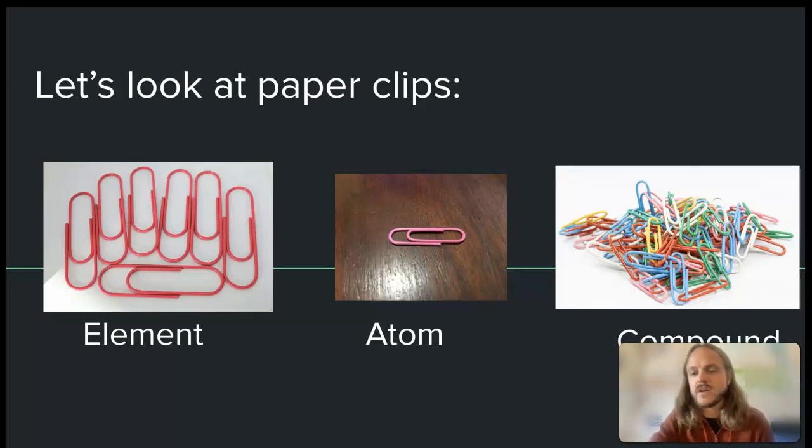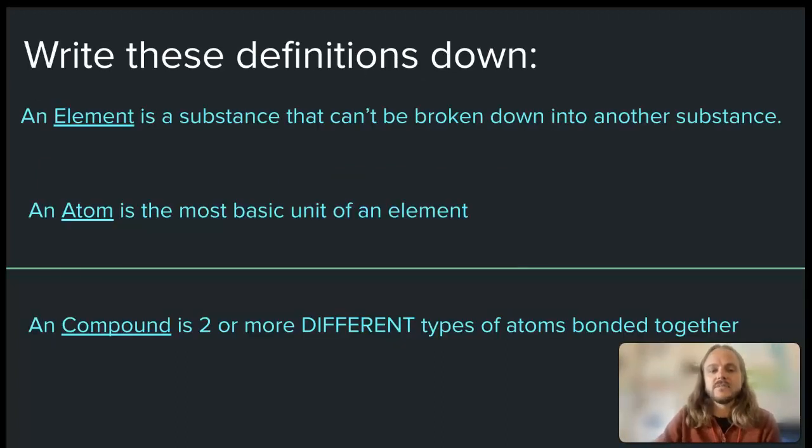Look at that picture of the colored paper clips. You got blues and whites and pinks and greens. In our mind, that is an example of a whole bunch of different kinds of atoms mixed together, bonded together, and you call that a compound. Okay? So write these definitions down. You can go ahead and pause the screen real quick. Write these down, and we'll pick up in just a second.